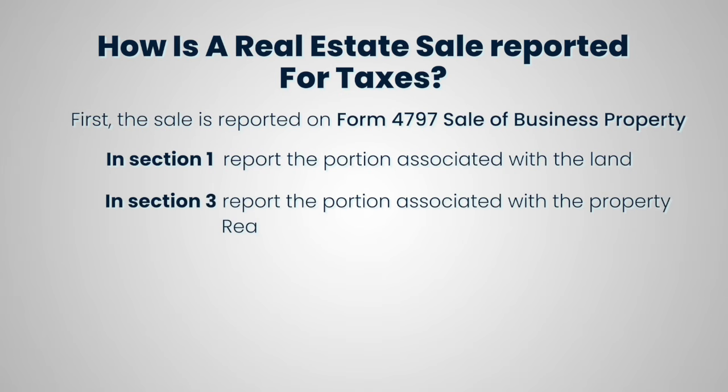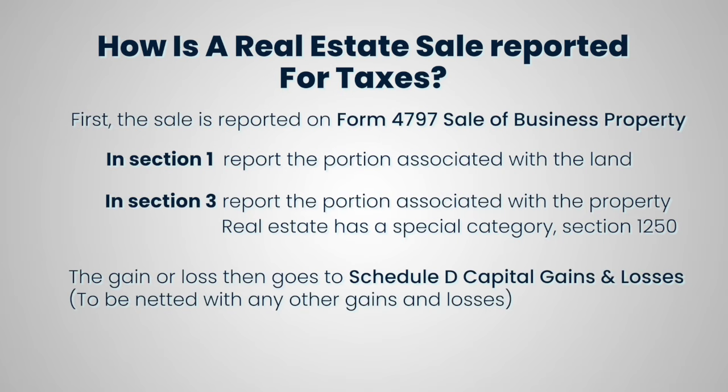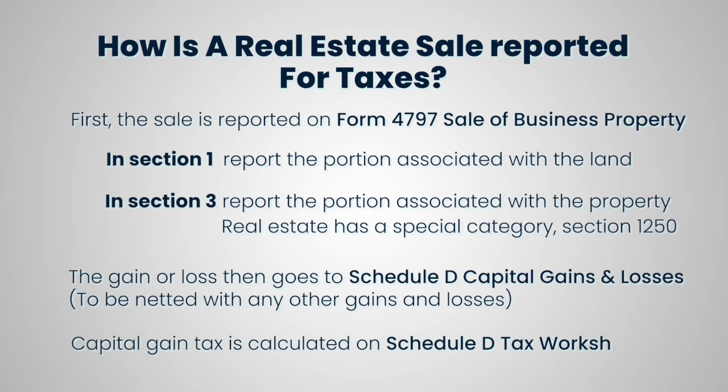And in Section 3, we report the sale of the property associated to the building, which is called Section 1250 property. Then any gain or loss flows from 4797 to Schedule D, capital gains and losses. And on that form, it will be netted with any other capital gains and losses. And then the capital gain taxes are calculated on the Schedule D tax worksheet.